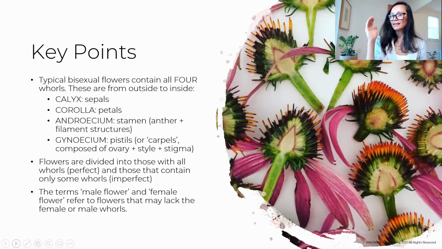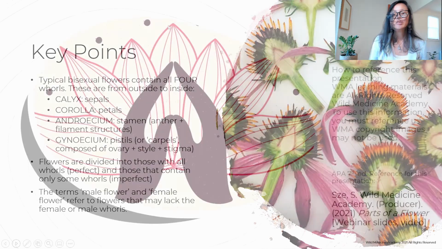However, that's not always the case, and sometimes you get flowers which just contain male parts. They're known as male flowers. So they might have the Andrecium, corolla, and calyx, but no gynoecium. And then we have female flowers which may have the gynoecium, corolla, and calyx, but no male parts, no Andrecium, and they're called female flowers.